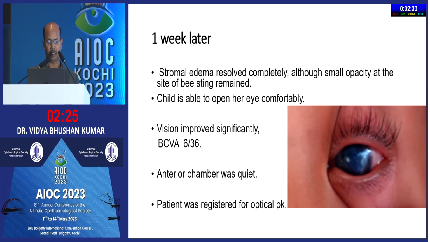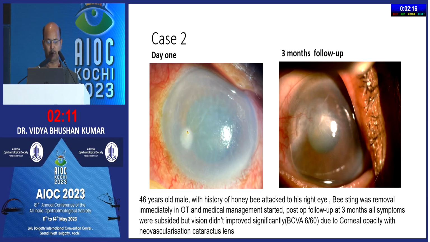One week later, stromal edema resolved completely, although a small opacity at the site of the bee sting remained. The child was able to open her eye comfortably. Vision improved significantly to 6/36, and the anterior chamber was quiet. The patient was registered for optical PK.